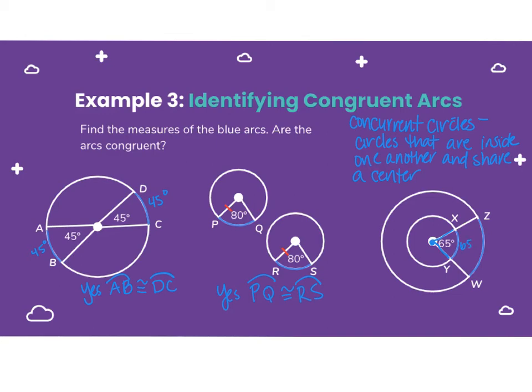And then if the bigger circle has a central angle that's also 65, then its arc here would also be 65. So we can say yes, arc XY is congruent to arc ZW. So these are all three congruent because they all three have the same central angle measurement. So they all three have the same arc measurement.